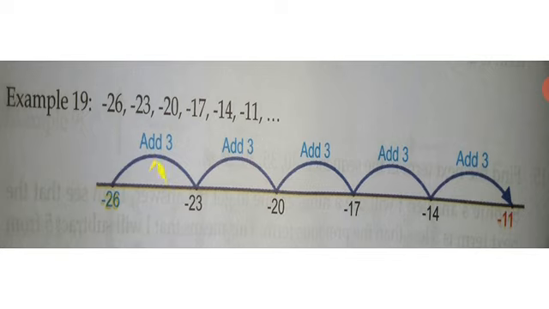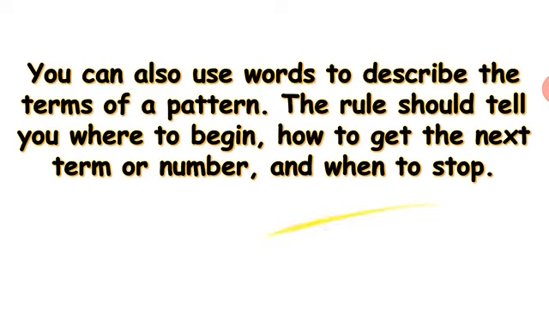Negative 26 plus 3, the answer is negative 23. Negative 23 plus 3, negative 20. Negative 20 plus 3, negative 17. Negative 17 plus 3, negative 14. And negative 14 plus 3 is negative 11. So this term is not decreasing, it is increasing because you're going nearer to 0 and positive 1.